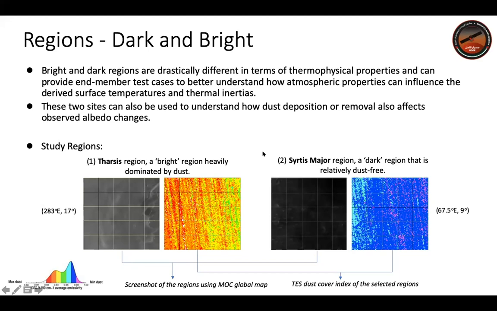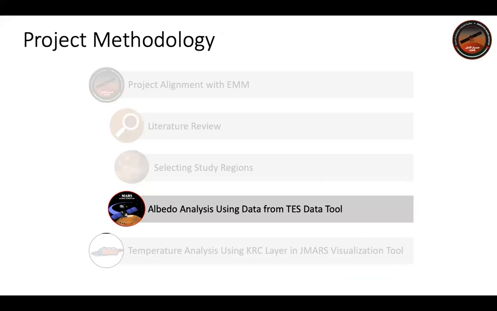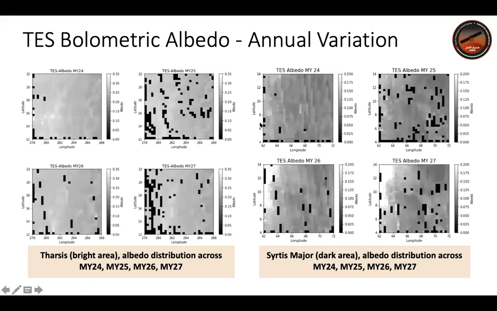So as I selected the study region, now I'm doing the albedo analysis using data from the TES data tool just to understand my areas a bit more. In order to understand whether the dust deposition and removal of the dust over a region could induce changes in albedo, I wanted to look into different years to see if albedo could vary on an annual basis. Why annual basis? Because I know in Mars year 25, there was a global dust storm. So I wanted to look into the region before the storm, during the storm, and after the storm, just to see whether the dust deposition plays a role in varying the albedo. So on your left, you could see the Syrtis Major albedo distribution across this region.